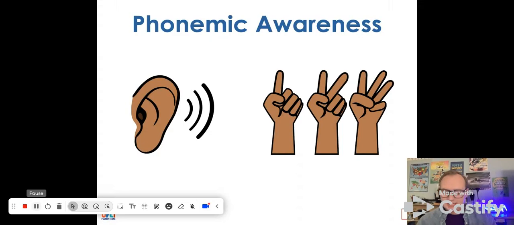Okay, starting off with our phonemic awareness, I'm going to start by tapping a word, and I want you to blend it together. May, sway, wait, stain. Good.